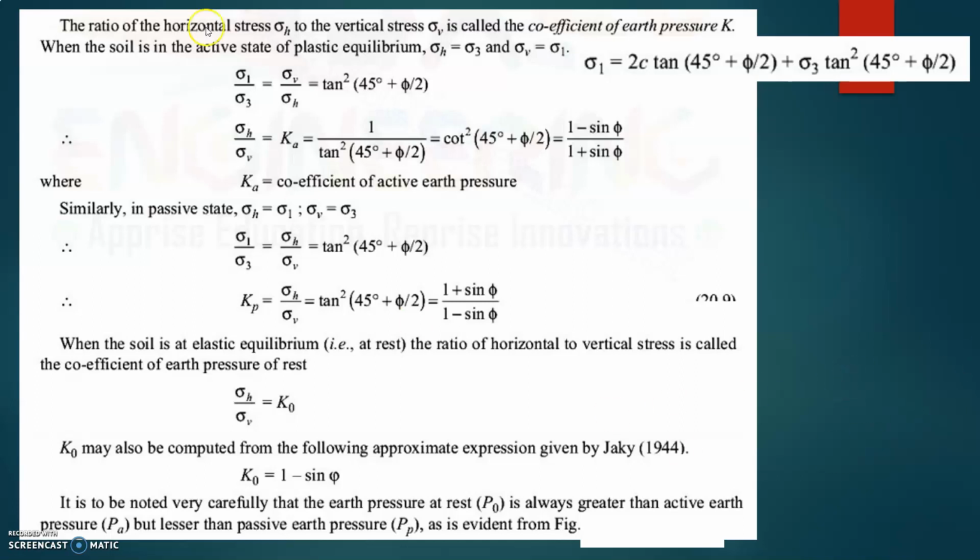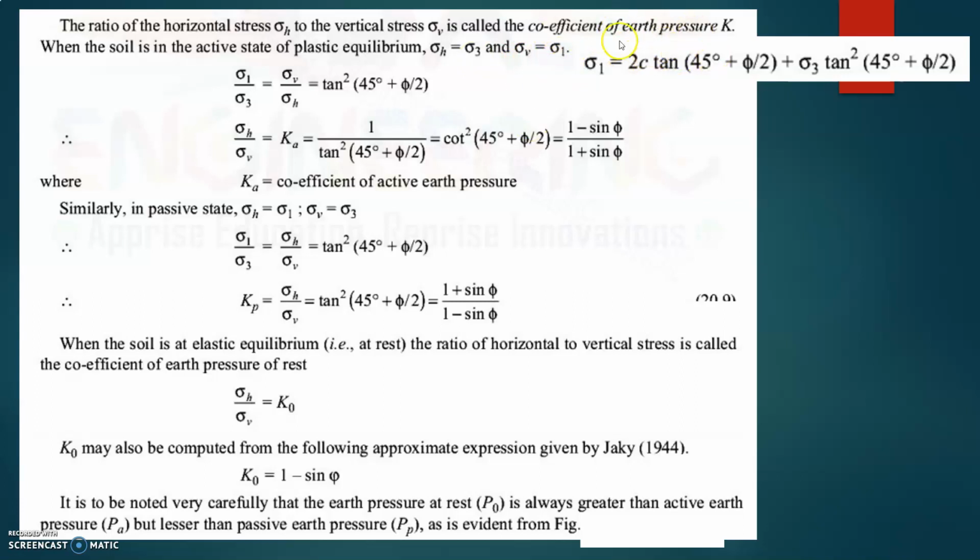Now let us discuss the coefficient of earth pressure. What is the coefficient of earth pressure? The ratio of horizontal stress, sigma h, to vertical stress, sigma v, is called the coefficient of earth pressure K. First we will see the active state. When the soil is in the active state of plastic equilibrium, sigma h is equal to sigma 3, and sigma v is equal to sigma 1.